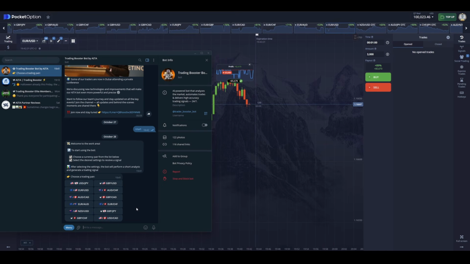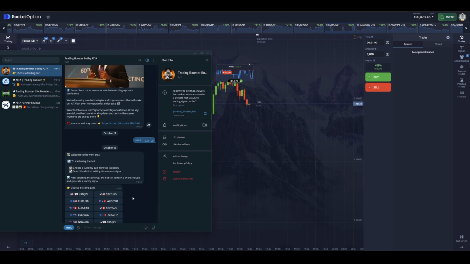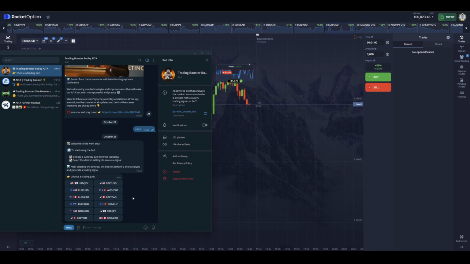Now there are 12 of them. These are the currency pairs that have stood the test of time and on which you can confidently make money, so you can boldly choose any currency pair.